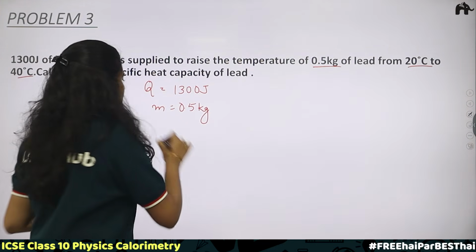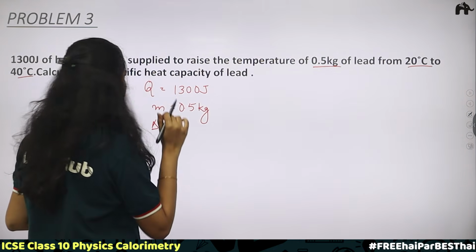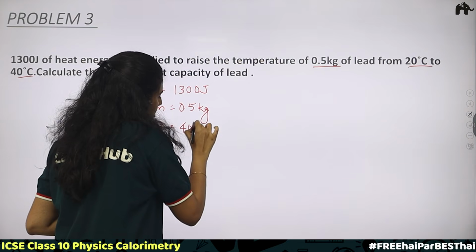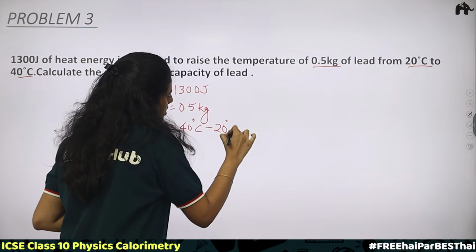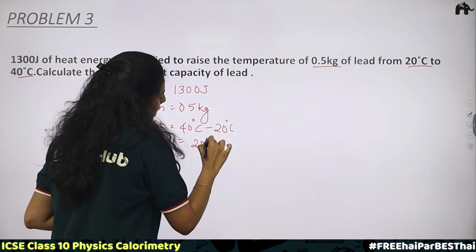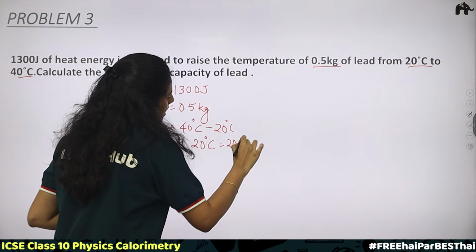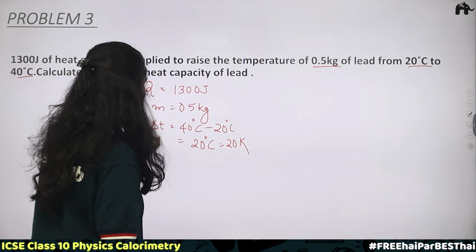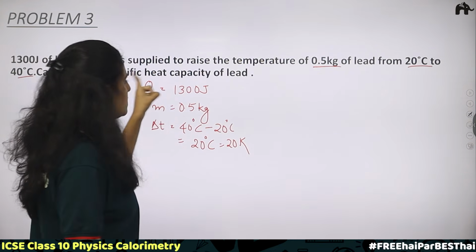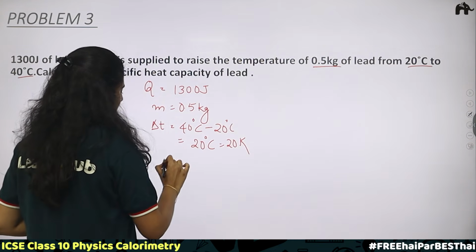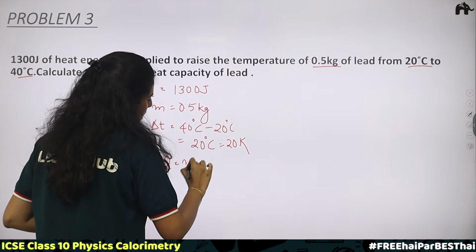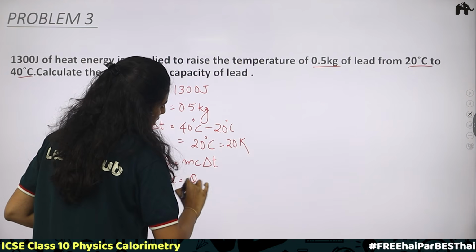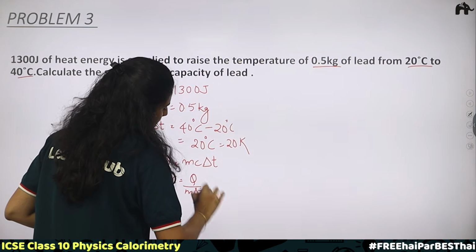Change in temperature we can determine. Initially it is 20 degrees Celsius. It is being raised to 40 degrees Celsius. Therefore 40 degrees Celsius minus 20 degrees Celsius, which is equal to 20 degrees Celsius or 20 Kelvin. Okay. Here we have Q, M and delta T. We have to find specific heat capacity. We have Q is equal to M C delta T. Then C is equal to Q divided by M delta T.